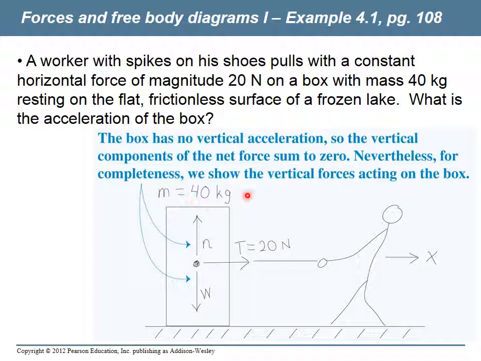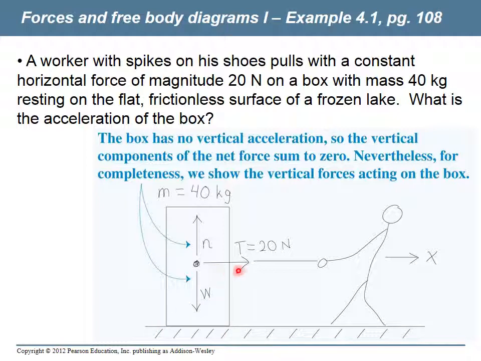And then we'll just write some other details out here. The mass is 40 kilograms, and I also have this guy pulling on it, which is going to apply some tensional force, because he's pulling with a string. So it's going to be a tension of 20 newtons. So I draw all my forces. I have a weight acting down. You must have a normal force acting up because it's sitting on the surface.